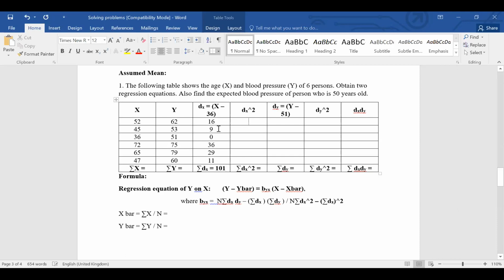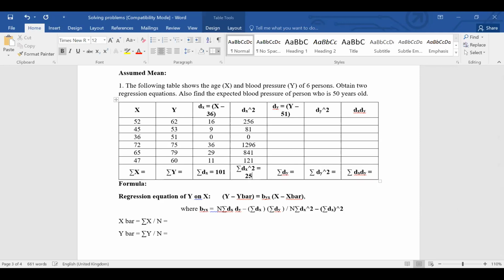Now we have to find dx square, right? We need to square these. 16 into 16, 256, right? And 81 and 0. 36 into 36, 1296. 29 into 29, 841. And 121. Now what will be the answer for summation dx square? Add all the values: 256 plus 81 plus... 2590. Okay, good. Now we got the first variable x; for x we got dx square.